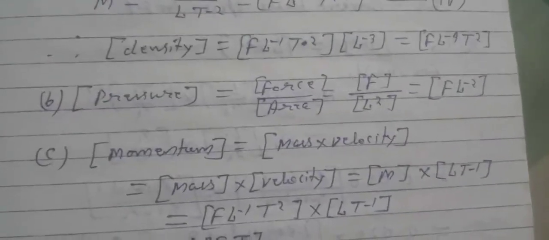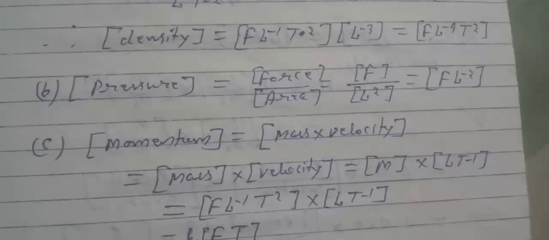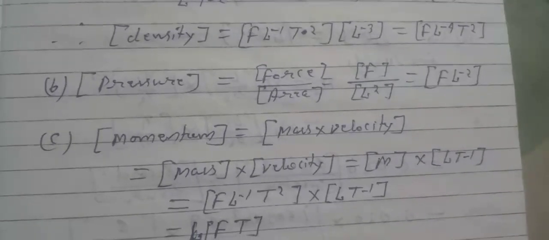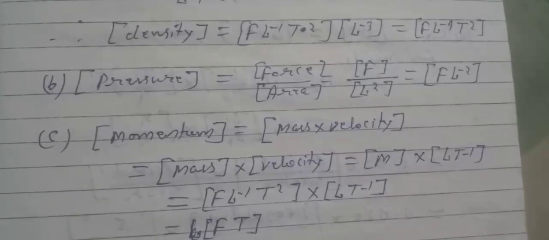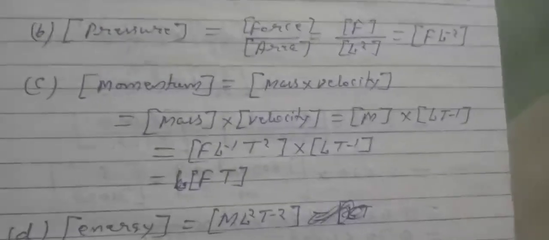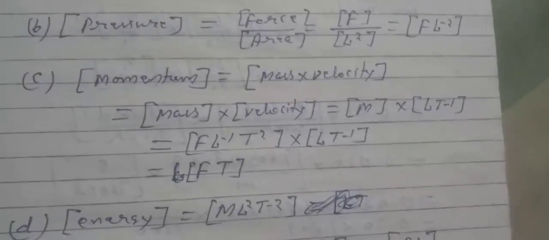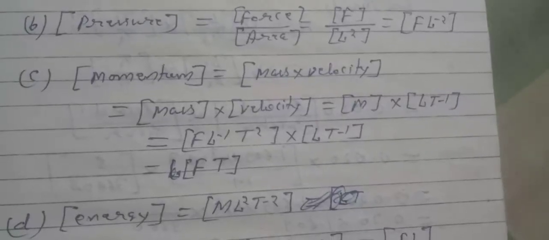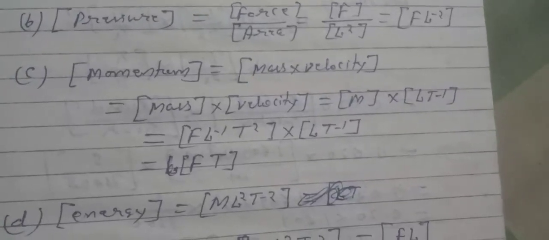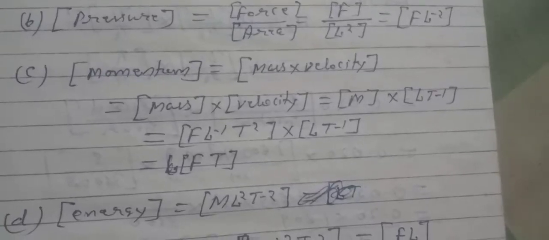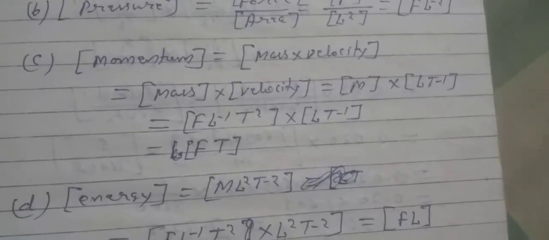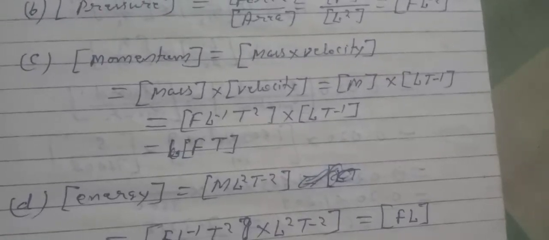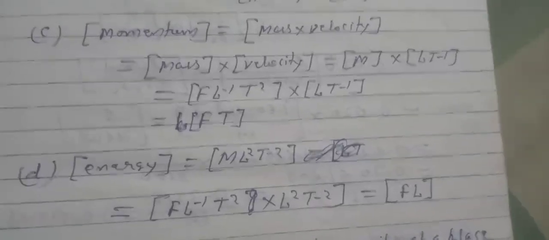Again B, pressure. Dimensionally pressure equals dimensionally force by dimensionally area. So dimensionally F by L squared, or F L to the power minus 2. Again C, momentum. Dimensionally momentum equals dimensionally mass into velocity, M into L into T to the power minus 1, and equals F L to the power minus 1 T squared into L T to the power minus 1, equals F into T.